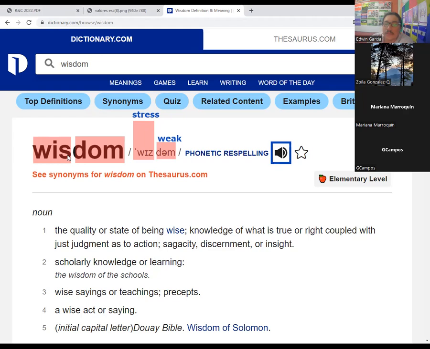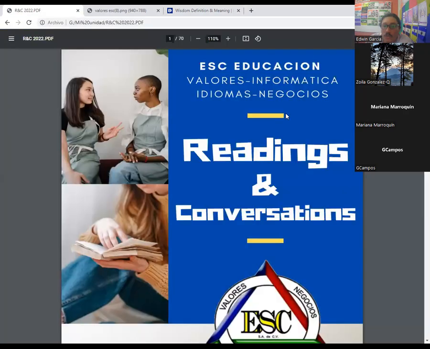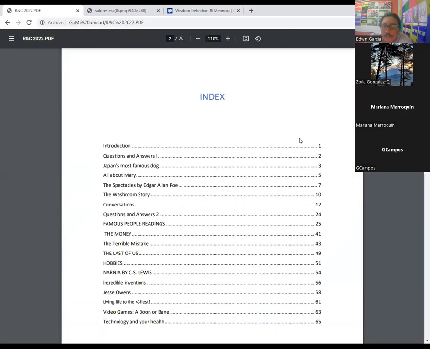Well, we have some more about the definition, but that is going to be for tomorrow, about the definition as a noun. For today, that's going to be all according to the time for the verse. And here we go to our material about reading and conversation. If you go here, let's take a look.